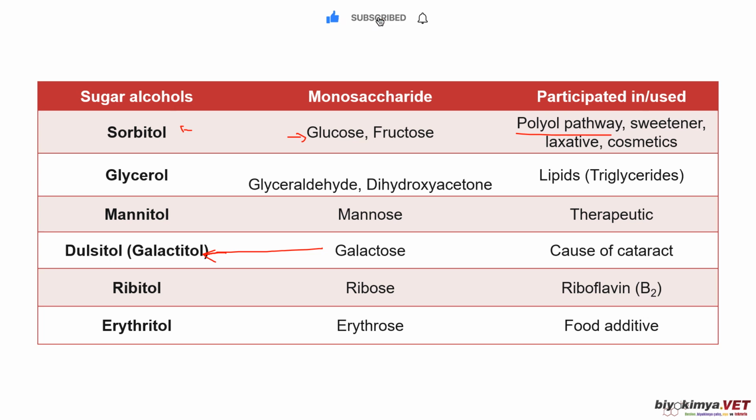Glycerol is another sugar alcohol, of glyceraldehyde and dihydroxyacetone, the simplest monosaccharides. Glyceraldehyde is an aldotriose and dihydroxyacetone is a ketotriose, and glycerol is the backbone of triglycerides and glycerophospholipids. Mannitol is the sugar alcohol of mannose, and remember that mannose is an epimer of glucose. So mannitol is also an epimer or isomer of sorbitol.